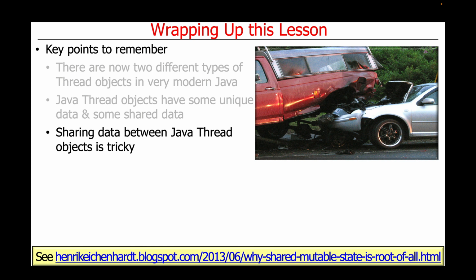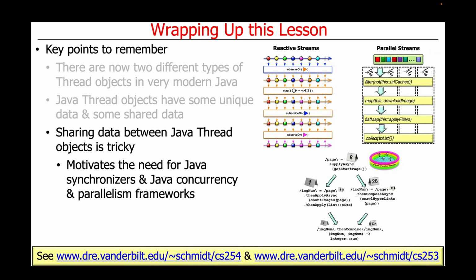If you want to learn more about why it's hard to share objects, take a look at the link at the bottom of the slide, which talks about why shared mutable state or shared mutable data is the root of all evil in concurrent programs. These challenges motivate the need for Java synchronizers, as well as Java concurrency and parallelism frameworks that go above and beyond what the basic thread mechanisms provide. And you can find more information about these topics at the links at the bottom of the slide.